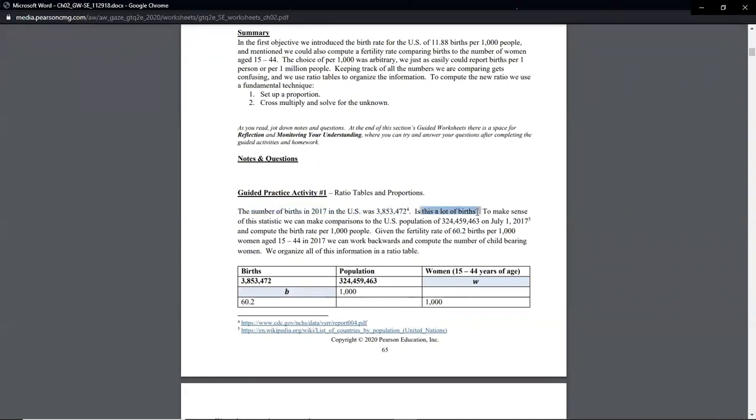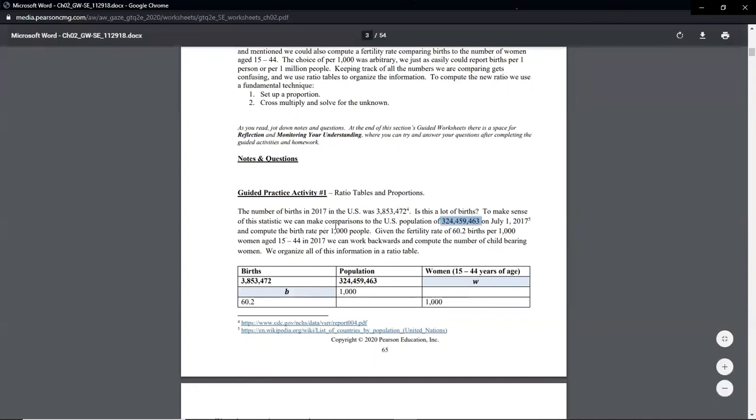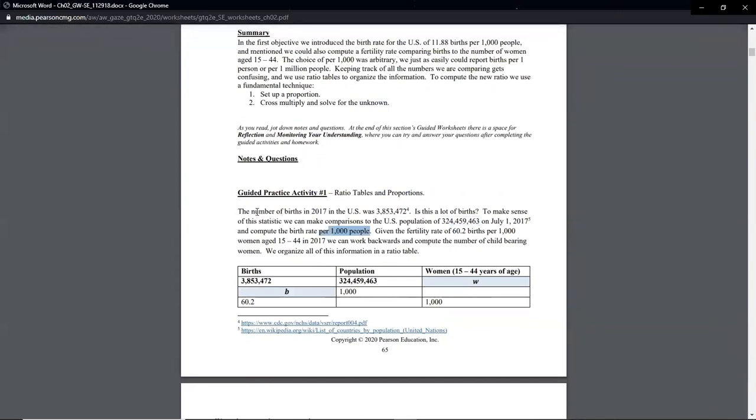Is this a lot of births? To make sense of this statistic, we can make comparisons to the US population of 324 million people in 2017, and then compute the birth rate per 1,000 people. This is the third or fourth time I'm reminding you of this. The word per means the next thing is the bottom of a fraction.